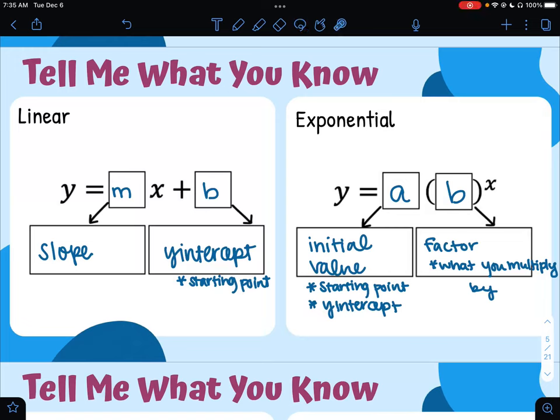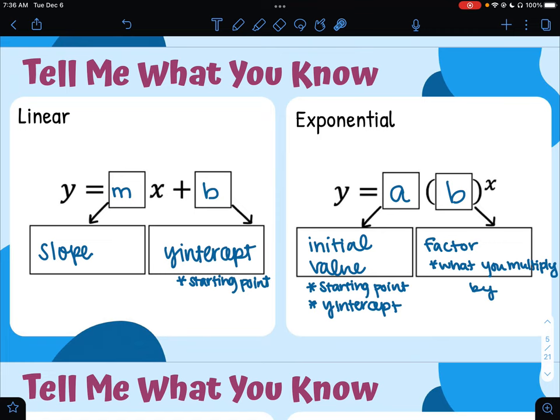Hey guys, we're going to just do a quick little recap of the information that we have so far. First thing, in a linear function, we use that formula, y equals mx plus b, where m is the slope and b is the y-intercept. Remember, we also refer to this as our starting point.